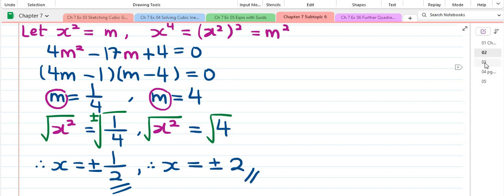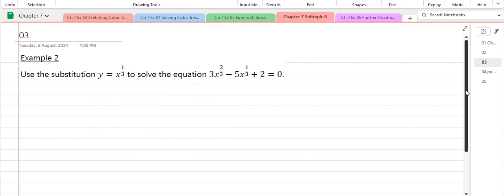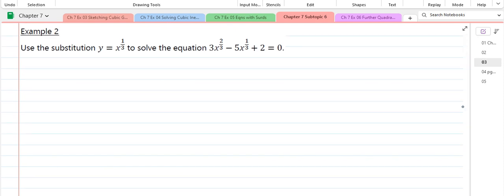So that's for the first example. Okay, let's have a look at the next example. Use the substitution y equals x power 1 over 3 to solve this equation: 3x to the power of 2 over 3 minus 5x power 1 over 3 plus 2 equals 0. You can see here, you already have what you will substitute over here. So x power 1 over 3 will be y.